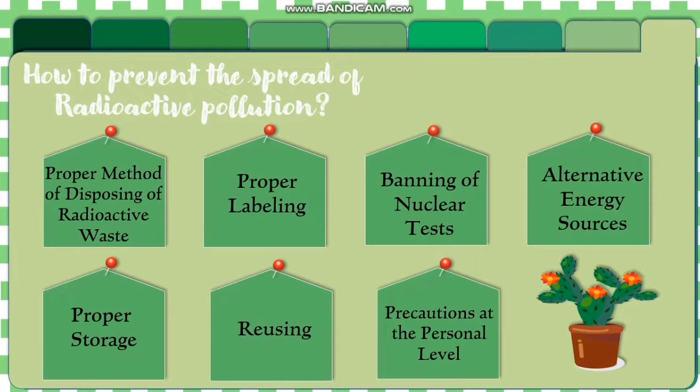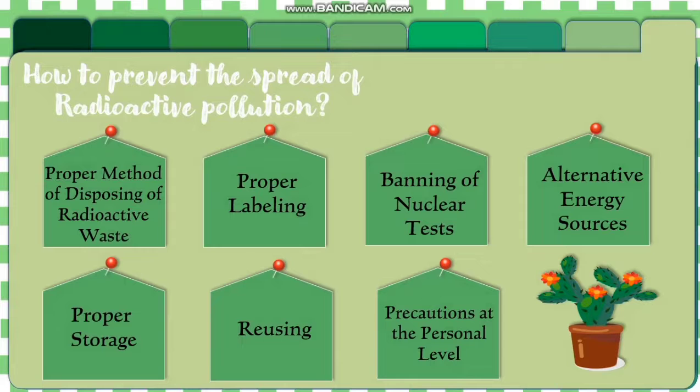Proper method of disposing of radioactive waste, proper labeling, banning of nuclear tests, alternative energy sources, proper storage, reusing, and precaution at the personal level. In proper method of disposing of radioactive waste, since hindi ito pwedeng igaya sa normal waste na binabaon lamang sa lupa, ay pwedeng gawin na i-store dito sa heavy concrete containers.